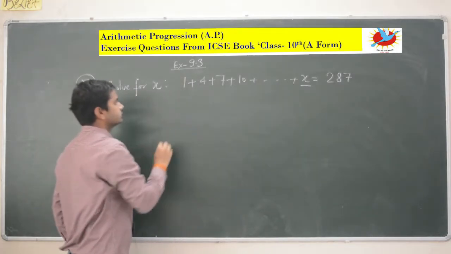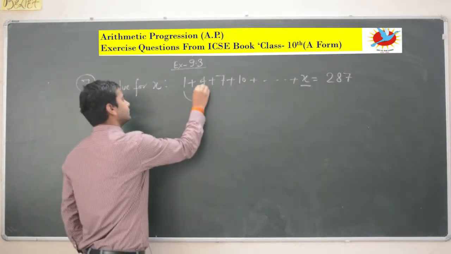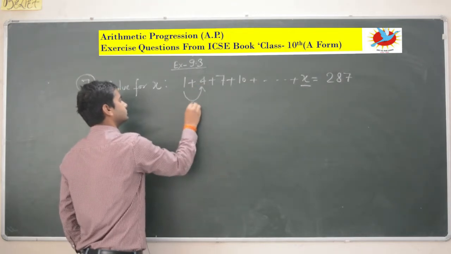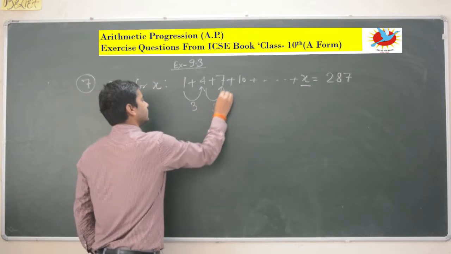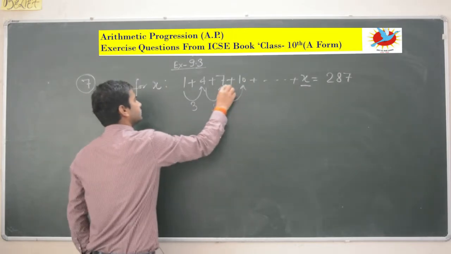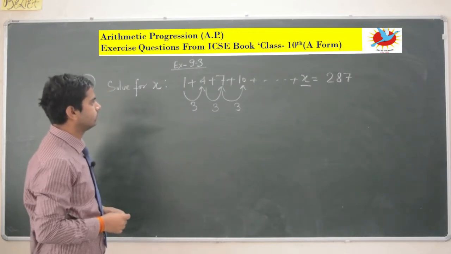Just check whether this makes an AP or not. The difference between the first and second term, 4 minus 1, is 3, and the difference between the third term and second term is 3, and the difference between the fourth term and third term is 3. So this is an AP.